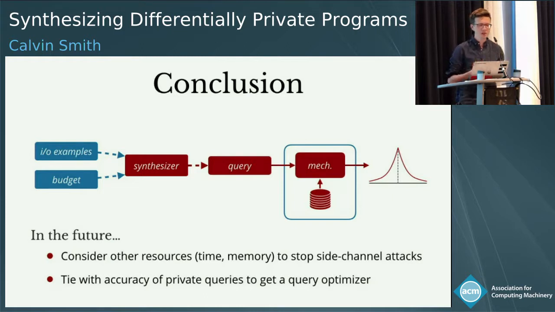For example, if you're concerned about things like side channel attacks, maybe you want to do the synthesis also with respect to other resources such as time or memory consumption or something along those lines. Or if you're able to automatically reason about the accuracy or the utility of these differentially private queries, now you might be able to do something like query optimization, where I can synthesize possible solutions and evaluate them and compare and see which one I actually want to keep as a solution.